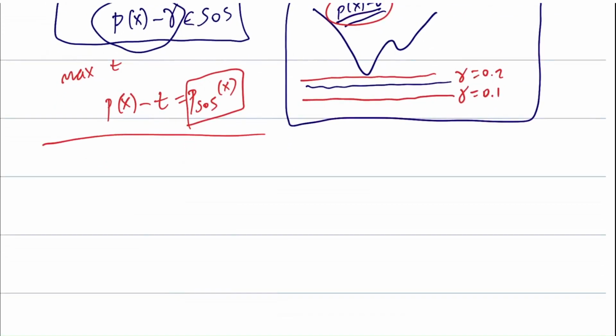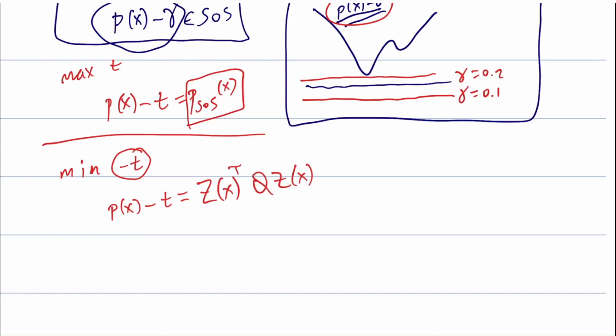Then we can also build on that. Instead of saying maximize, we can say minimize minus T. And P of X minus T equals, instead of saying P SOS polynomial, we can say Z monomial terms, Q matrix, and again Z, where this equality holds and Q is a positive semi-definite matrix.